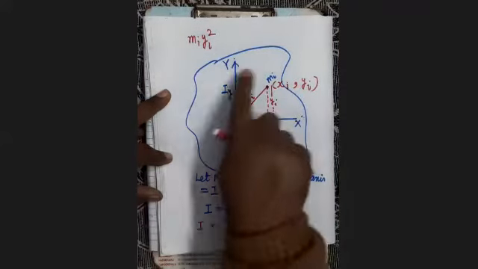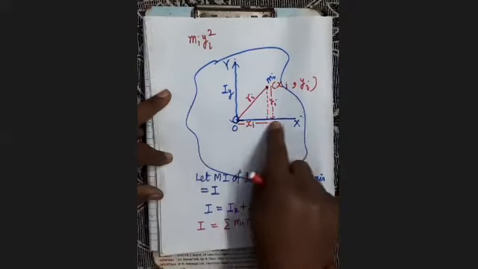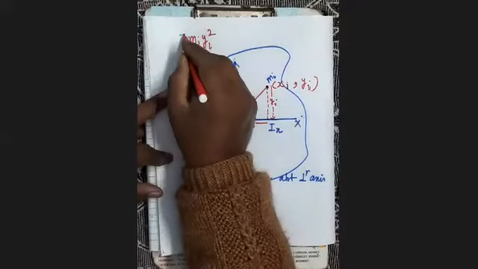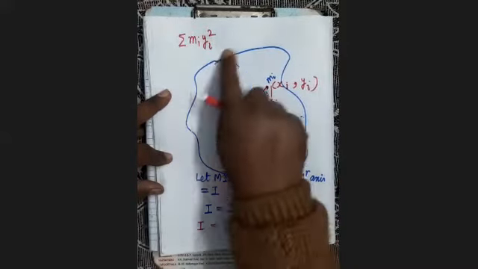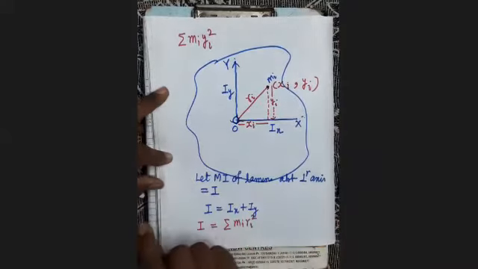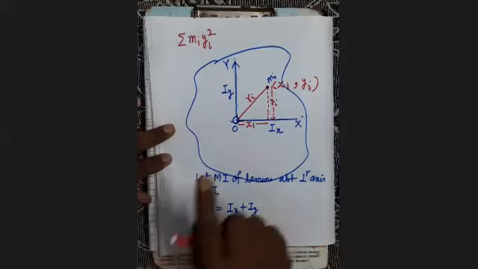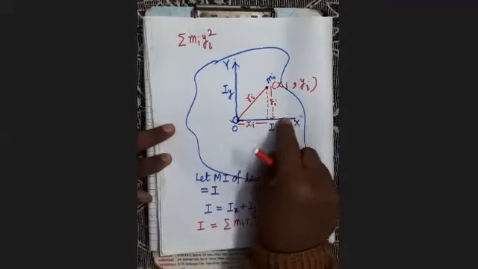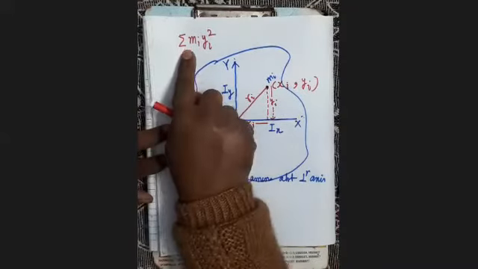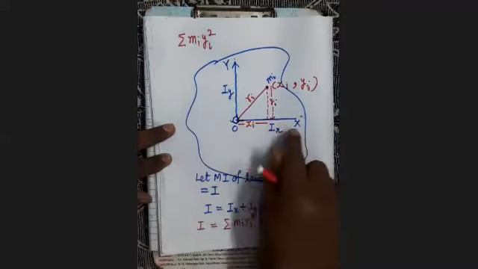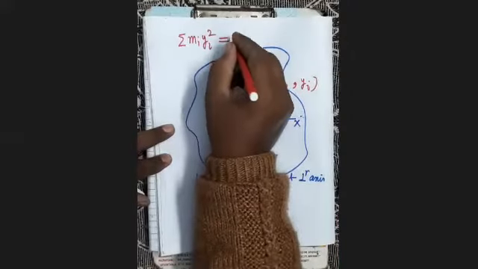अब अगर सभी पार्टिकल्स का MI इसके अबाउट निकाल के ऐड कर दें, जितने पार्टिकल्स इस लैमिना को कॉन्स्टिट्यूट कर रहे हैं उन सब का MI इस एक्सिस के अबाउट निकाल के ऐड कर दें, देन दैट विल बी इक्वल टू दिस. That will become equal to Ix.